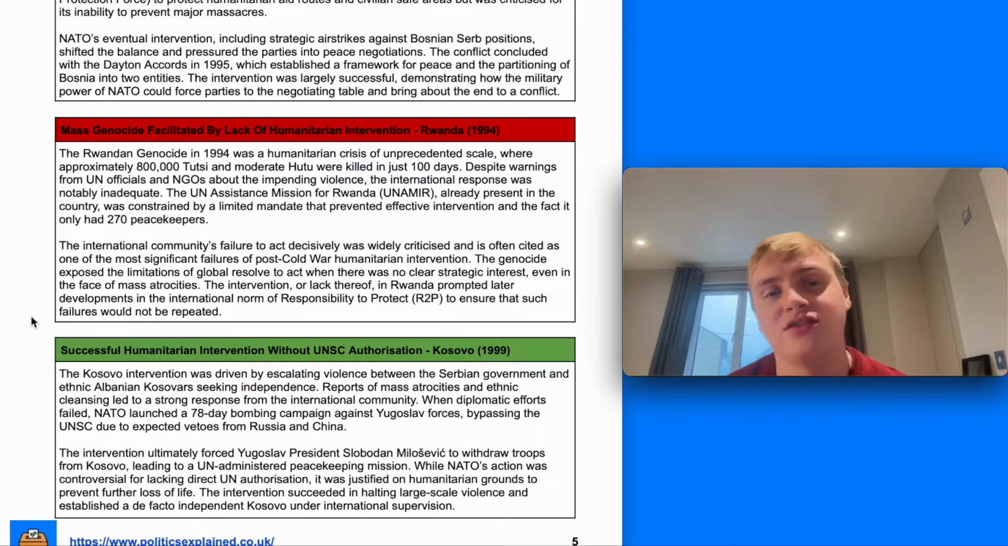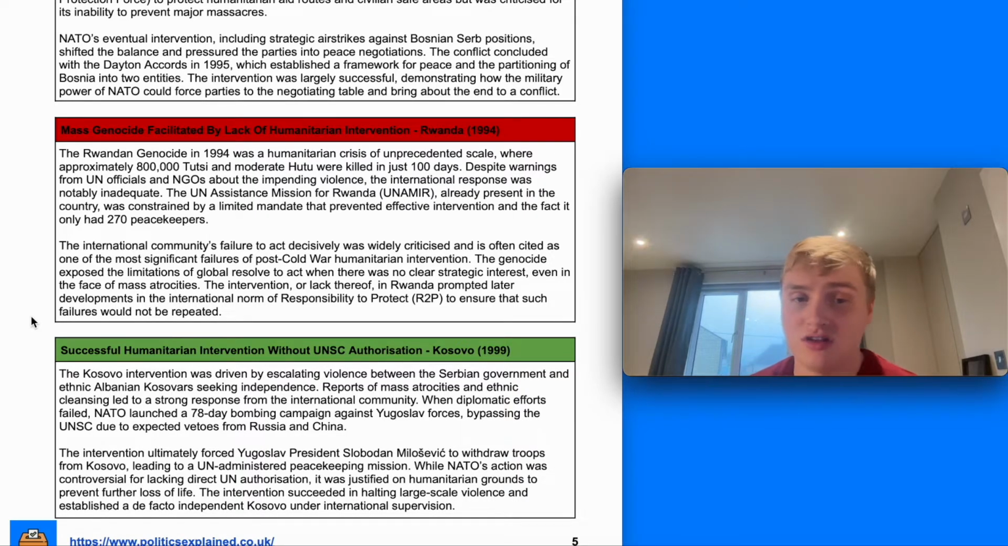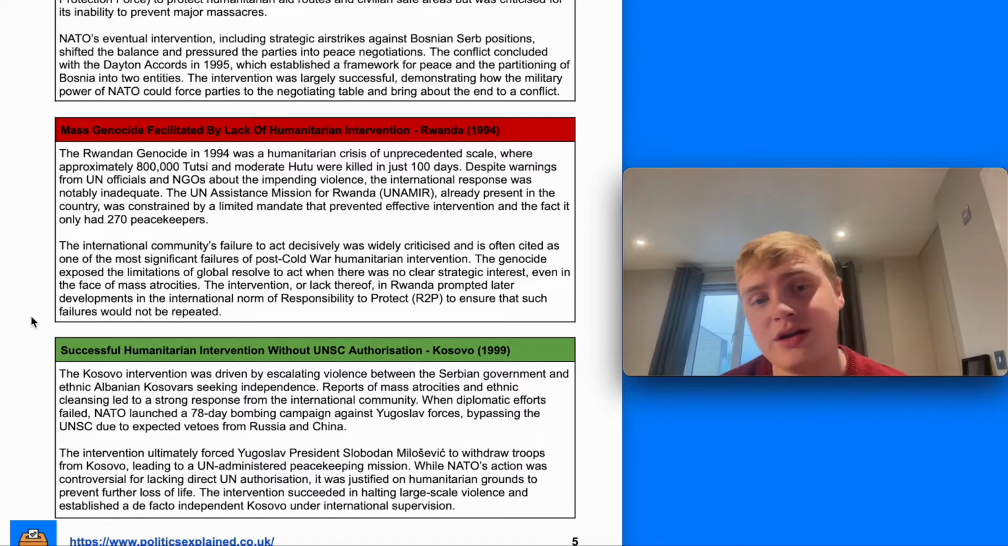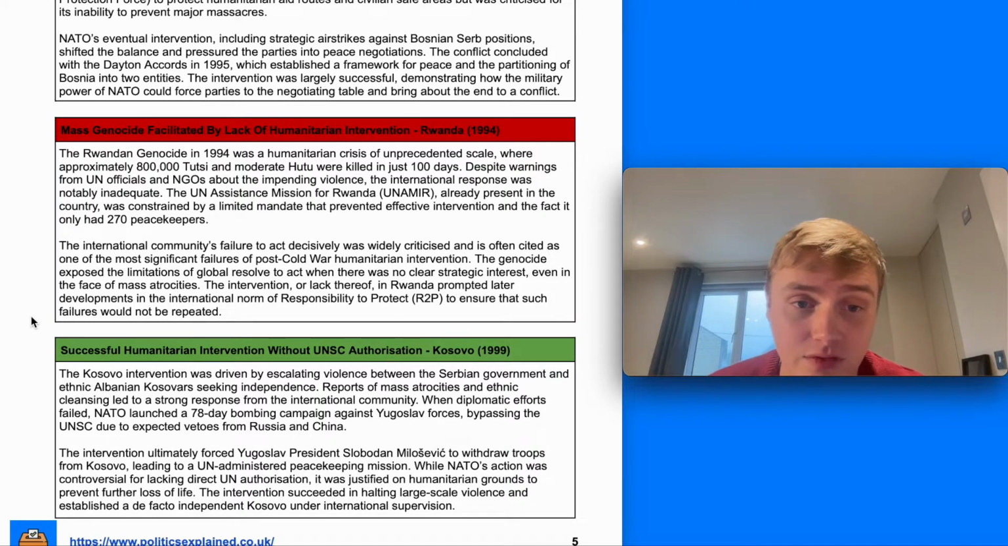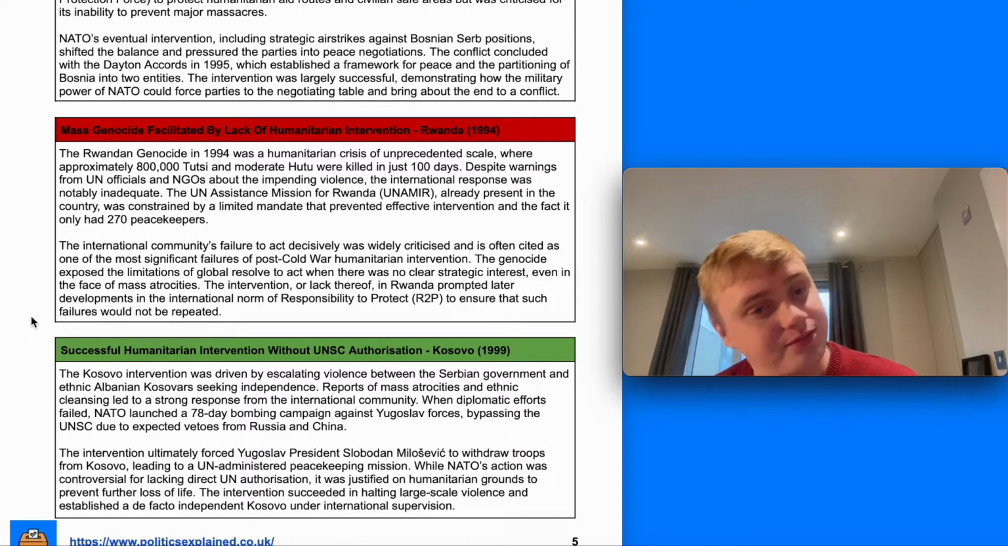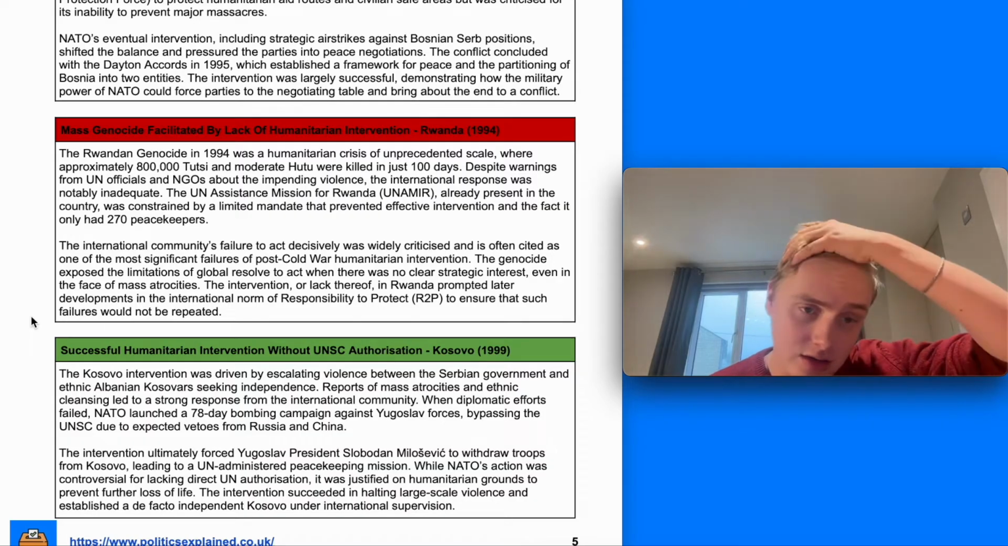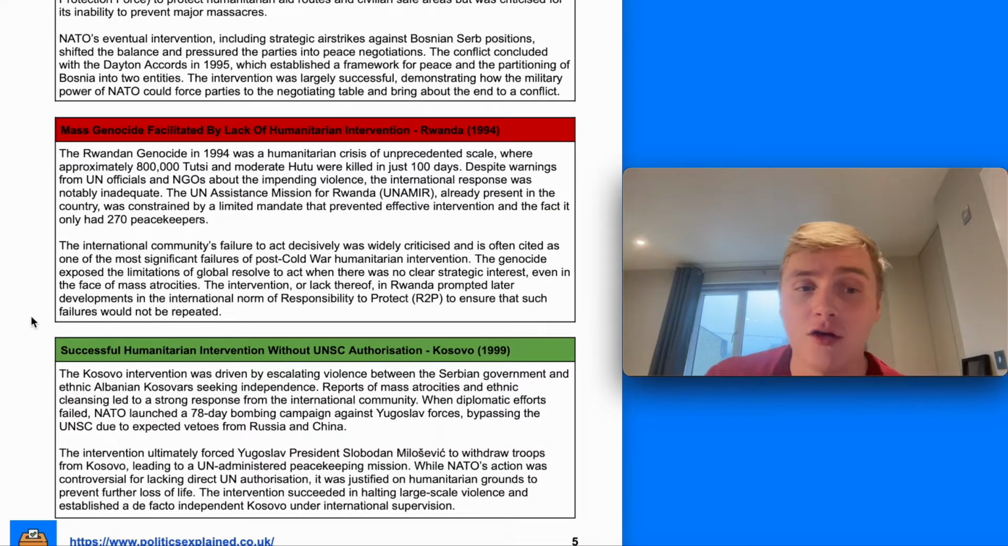The failure of the international community to act was really decisive in creating the subsequent responsibility to protect doctrine that we'll go through in a bit, which argued that there needed to be violation of state sovereignty in order to protect human rights. It also led to a greater number of humanitarian interventions afterwards.